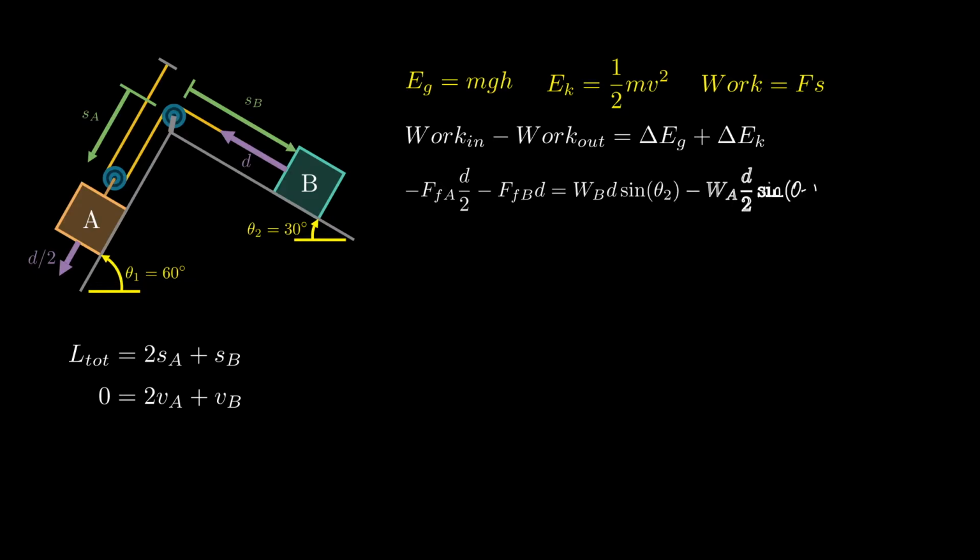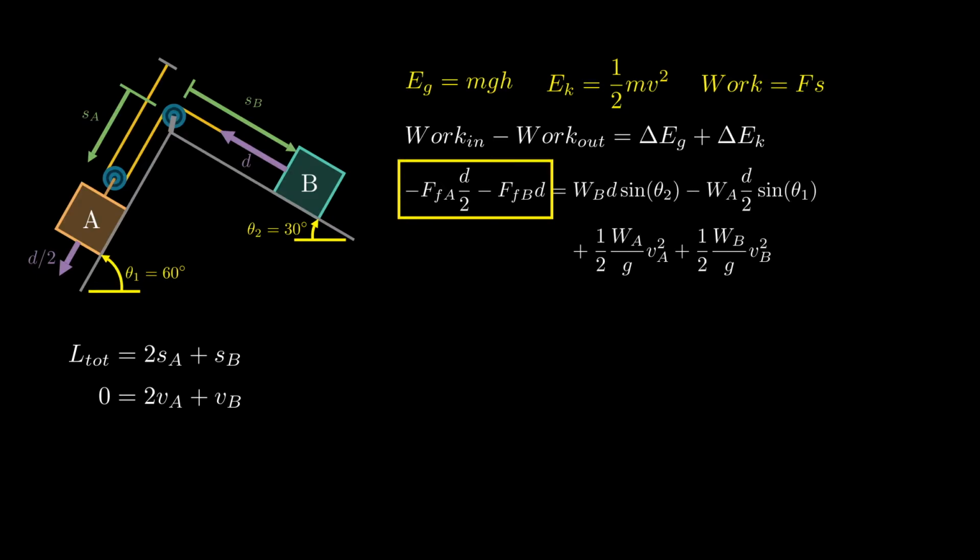After filling in all those terms, we can see that the force of friction on blocks A and B is on the left side. Since the force of friction is opposite the direction of motion, the work is negative. In other words, friction is like work going out of the system. The friction force acting on A is multiplied by d over 2, since that's the distance that block A moves, and similarly, the friction force acting on B is multiplied by d.